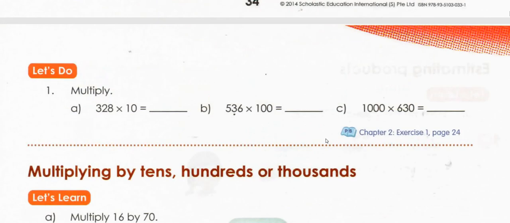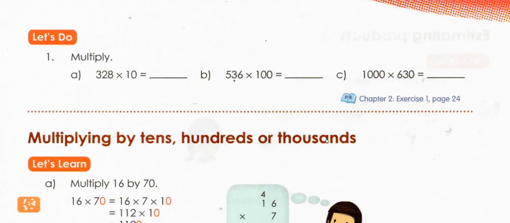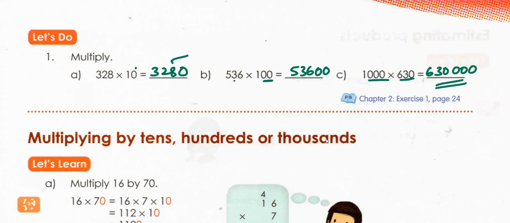43,000. Here he has given, let's do 3 problems. 328 into 10. Just keep this 0 beside the number in the answer. 3 2 8, this 0. This will be your answer. Similarly, keep these 2 zeros beside this number, that is 53600 is your answer. Here you have 3 digits. So keep 3 zeros after this number, then it becomes your answer.